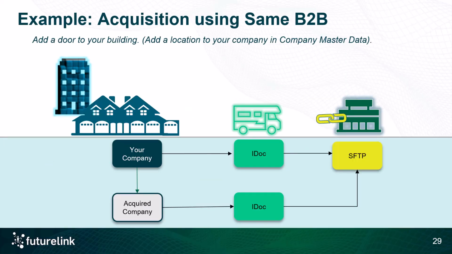If they are using the same B2B protocol, the impact is minimal. You can simply create a new company location in master data. In this example, the B2B connection is associated with the company level. So once you add the location and identifiers to master data, TraceLink knows those new identifiers are part of your company.